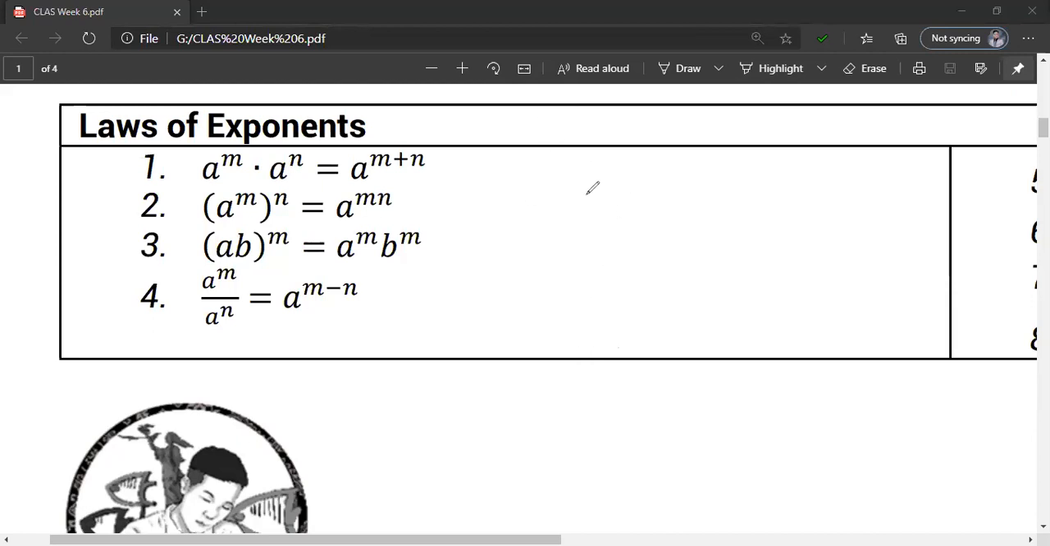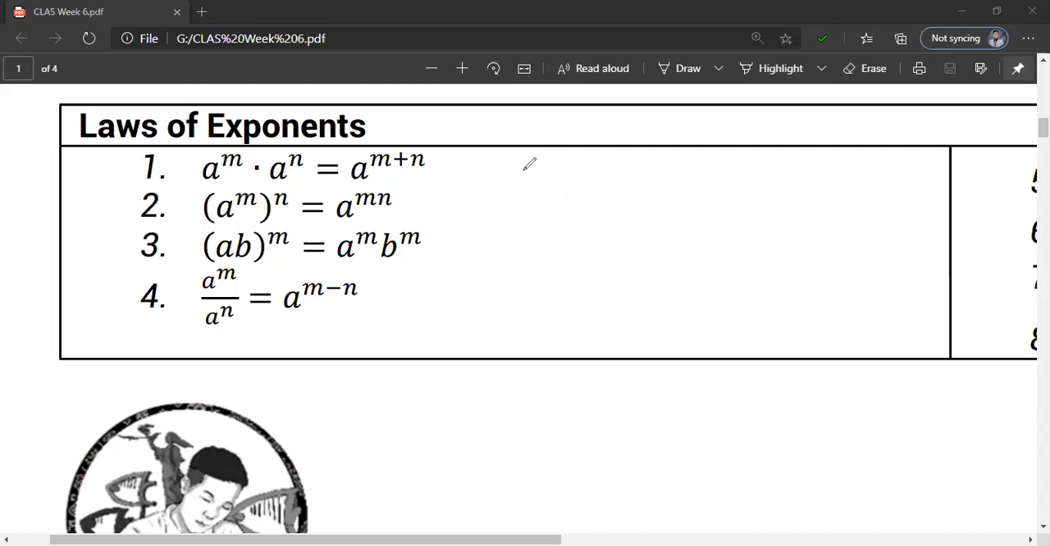Okay, so we have number 1. If a raised to m times a raised to n, therefore the answer would be a raised to m plus n. So this means that if we are about to multiply a number or two numbers with the same base, therefore, all we have to do is to copy the base and add the exponents. Okay? So, ibig sabihin po kapag may dalawang number tayo na pareho ang base, yung base po natin dyan yung A, ang gagawin natin sa mga exponents nila ay ipag-a-add.